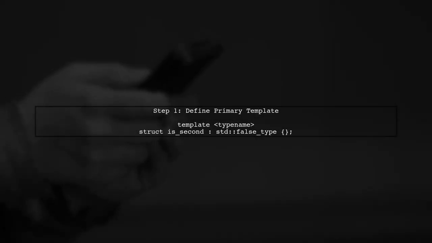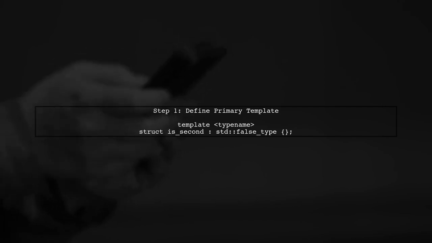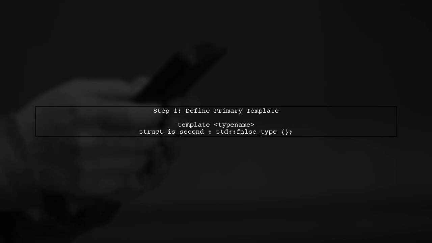To determine if a template type is an instance of a template class at compile time, we can use template specialization and type traits. First, let's define a primary template that will serve as our base case. We will create a template struct that will help us identify if a type is an instantiation of a specific template.